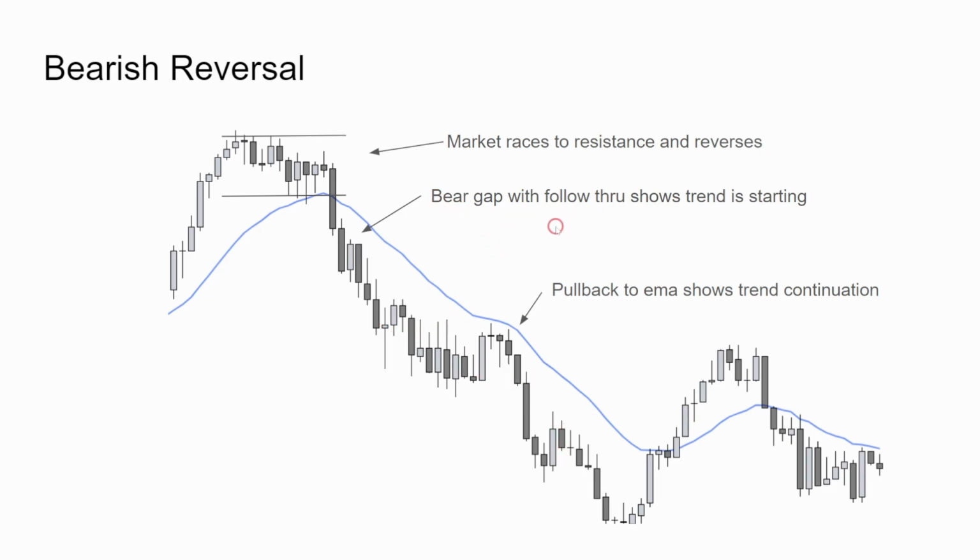These bear gaps show us that the trend is starting right here. The gaps stay open, and when we pull back into the EMA, the market sells off again. This trend started out as a bull trend. This bear trend was bullish in the morning, it raced to resistance and sold off.